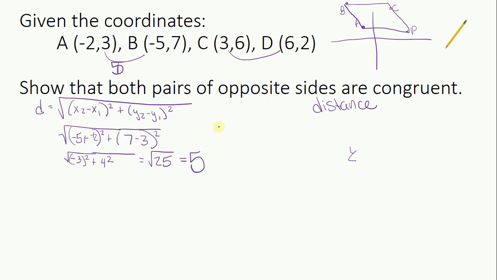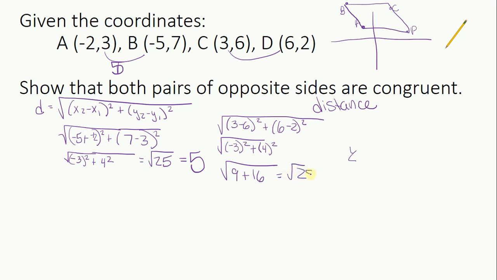C to D, let's check that one. So I got 3 minus 6 squared plus 6 minus 2 squared. This would be negative 3 squared plus 6 minus 2 is 4 squared. So I do 9 plus 16. Hey, that's the square root of 25, which is, in fact, 5. So we do know that AB and CD are congruent. They are the same measure.